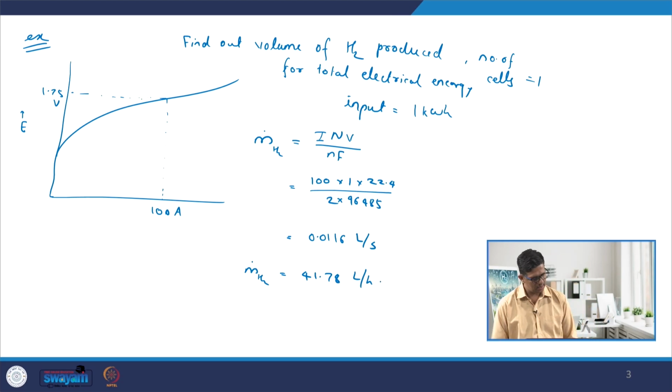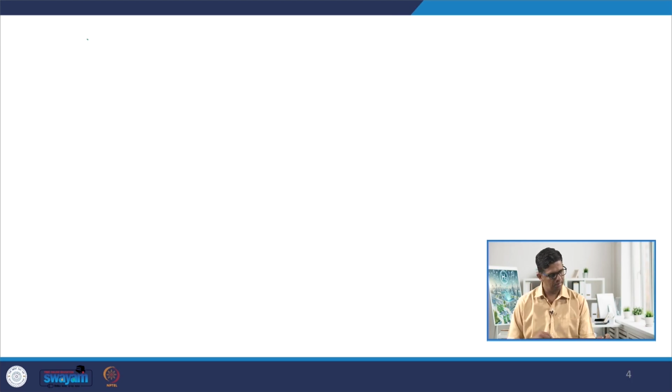So, this is the hydrogen produced if I am operating the electrolyzer at the specific point, let us say 1.75 volt and supplying 100 amperes of current. That means the total power input is around 175 watt, and let us convert that into the energy, and then we will compare it with the total energy input, that is 1 kilowatt hour, and then we will find out the flow rate of hydrogen produced. Let us go ahead. So, let me write this up.